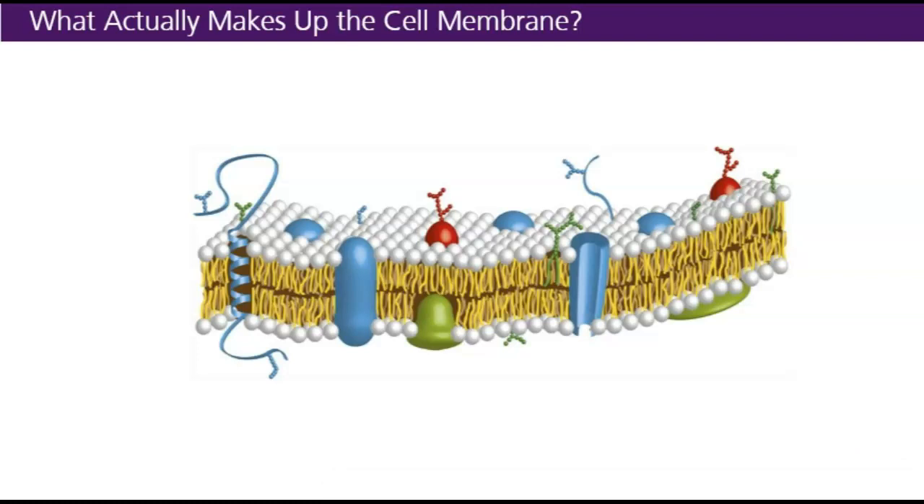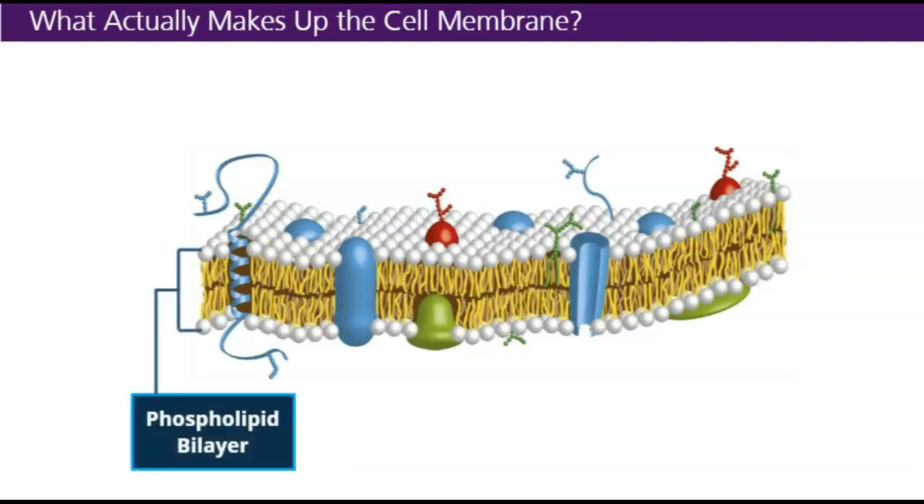Let's look at the cell membrane. The cell membrane consists of a phospholipid bilayer. What is that, you ask? Phospholipids are polar molecules that are perfect for use in a cell membrane. A polar molecule is one with a positive charge on one end and a negative charge on the other.